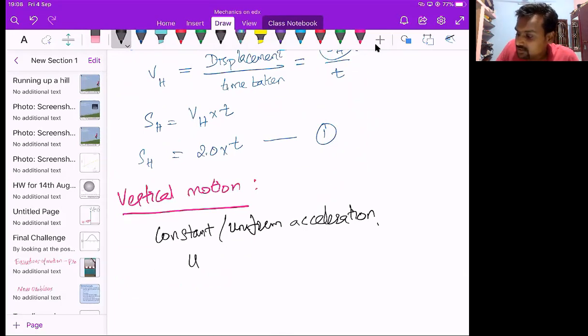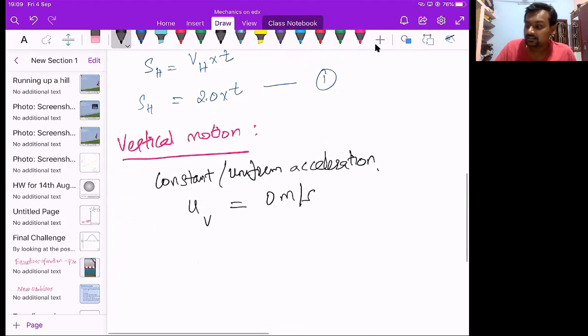The initial velocity in the vertical direction. So uv represents u for initial velocity, v for the vertical direction. Yes, small v. Please don't confuse small v with final velocity. It's a suffix. So that's 0 meters per second. Yes, it's very important to understand that there is no initial velocity in the vertical direction. There is only initial velocity in the horizontal direction. Right? Do I know the final velocity in the vertical direction? I don't know that.